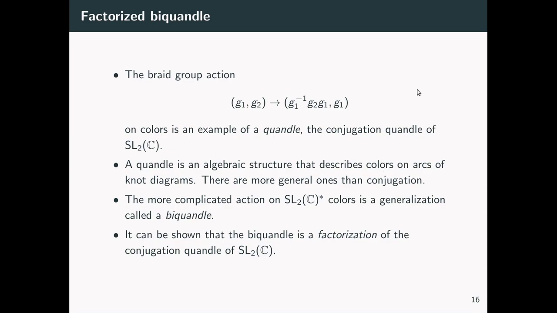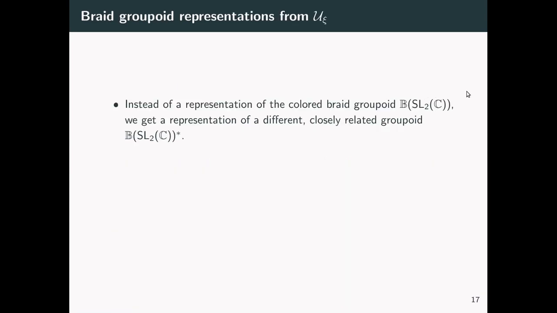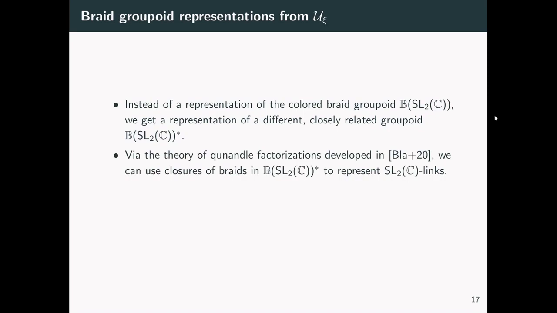There are also some issues where I know I said it was birationally equivalent, so this is only a generic equivalence, but you can show that that's fine. All right, so the summary of all that is that we're not actually going to get a representation of this braid groupoid B of SL2C that I was talking about before. We're going to get a different, closely related thing I'm going to call B of SL2C star. You could call it the biquandle factorization of the conjugation quandle of SL2C, like the associated groupoid, something like that.